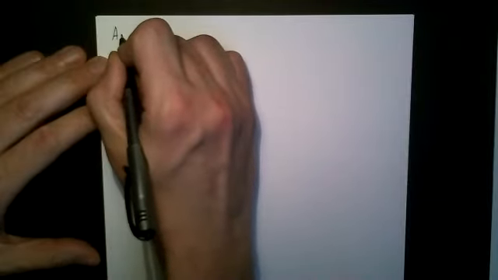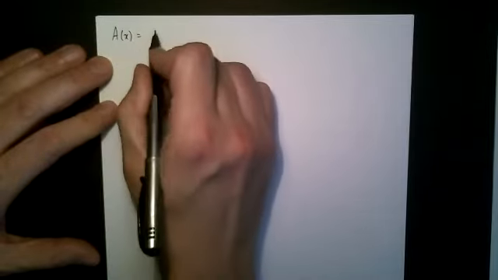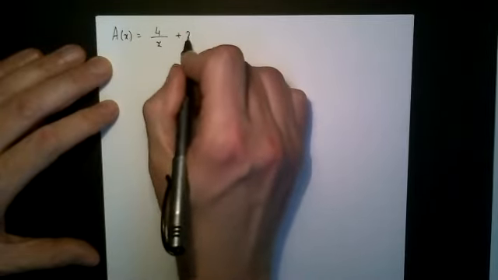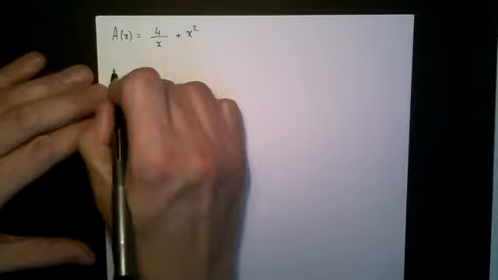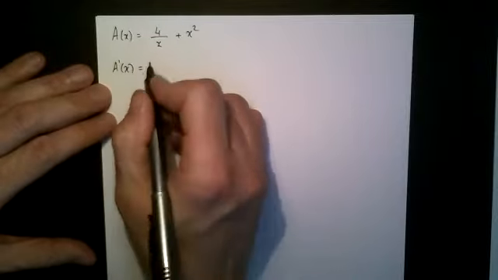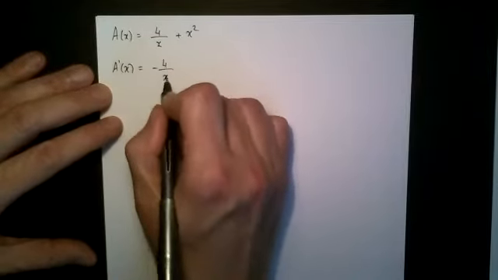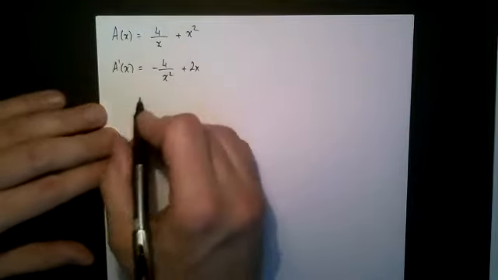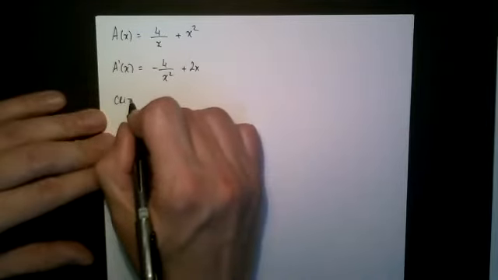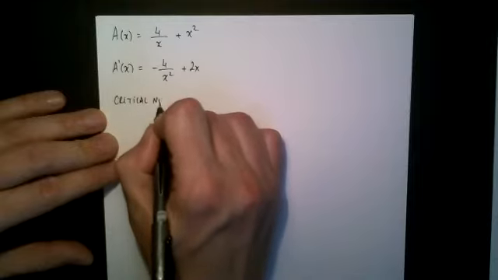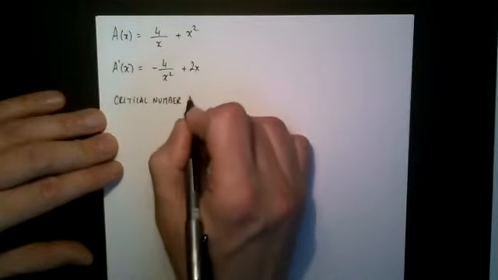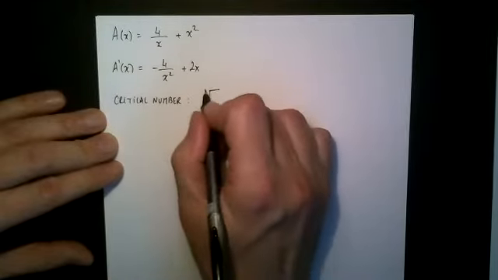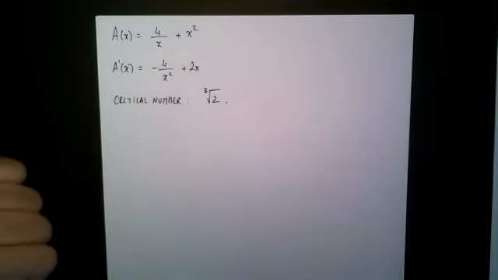So first of all, we found that A of x, so the area as a function of x, is 4 over x plus x². That's one thing we found. Another thing we found is that A prime of x, we know, is -4 over x² plus 2x. This we know. Then we found the critical number. We just found one. We found cube root of 2. This is the critical number.